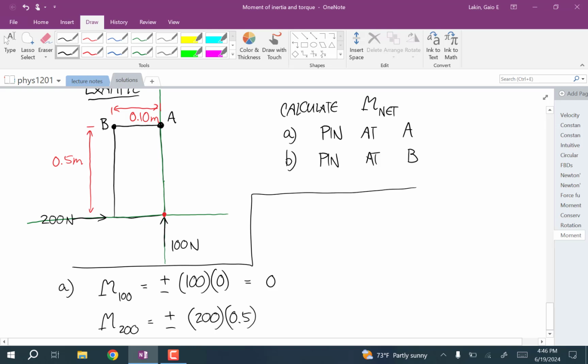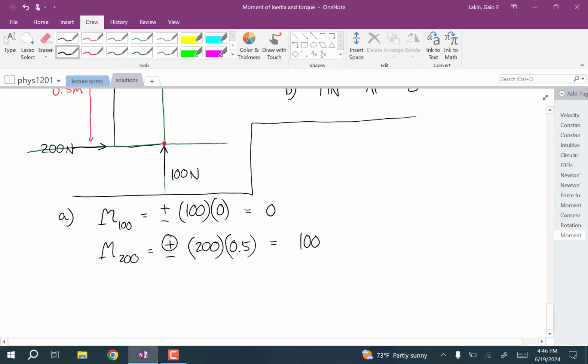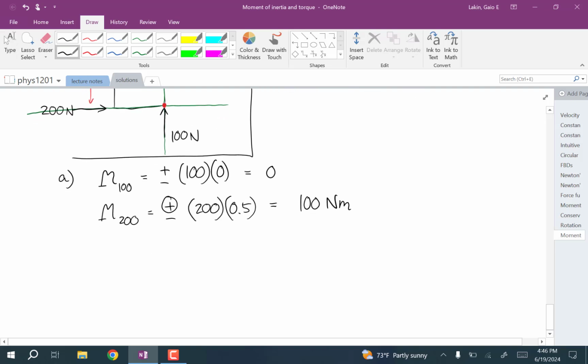A 200 Newton force to the right acting on this part of the body, if the hinge is at A, would make this body rotate counterclockwise. And so we want the positive one. And so we get positive 100. And the units here are newtons times distance, which is meters, so Newton meters. Okay, so the net torque around that point A is 0 plus 100, so 100 Newton meters.